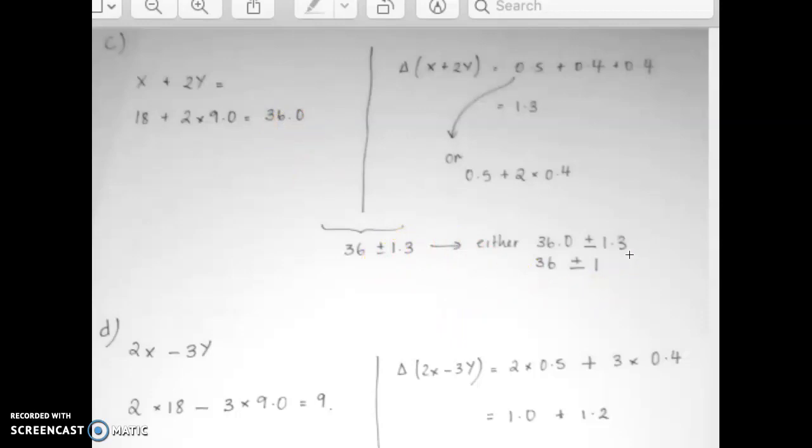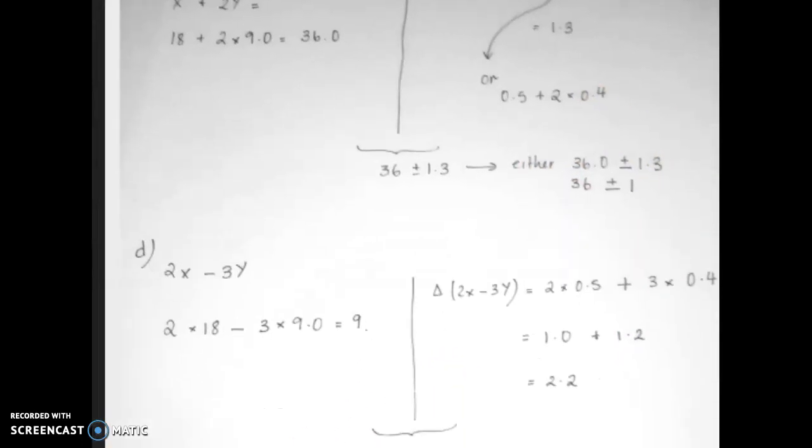Now a note about significant figures. Really, ideally, if we look at the significant figures here, we've got 2, and here we've got 2, but this one does not have a decimal place. So really, we should stick to no decimal places. So 36 is more correct, but within reason, 36.0 plus or minus 1.3 is also okay.